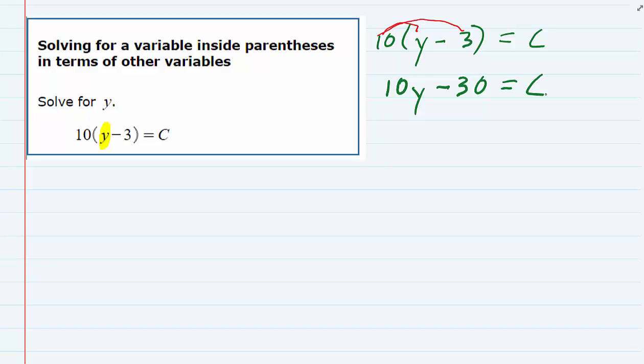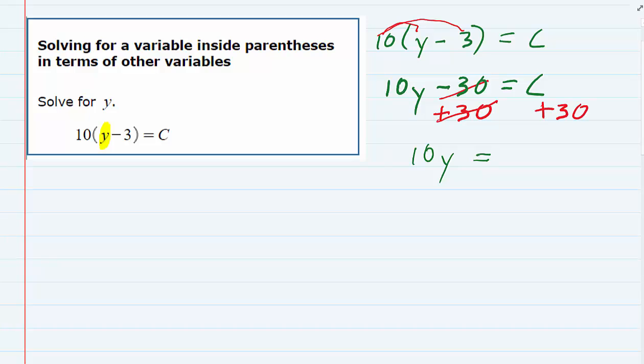And now this looks a little bit more manageable, because next I can move any of the terms that do not have y over to the other side. And since that minus 30 doesn't have a y, I can move it by adding 30 to the left-hand side, as long as I add 30 to the right-hand side as well. On the left, those 30s then cancel. Bringing down the 10y, I now have 10y equals, on the right-hand side, the c plus the 30.